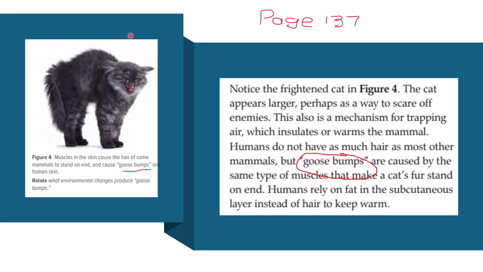Then you can see the goosebumps of cats. The cat appears larger, perhaps a way to scare off enemies. So this is also a mechanism for trapping air, which insulates and warms the mammal. Humans do not have as much hair as most other mammals, but goosebumps are caused by the same type of muscles that make a cat's fur stand on end. So we also rely on fat in the subcutaneous layer instead of air to keep warm.